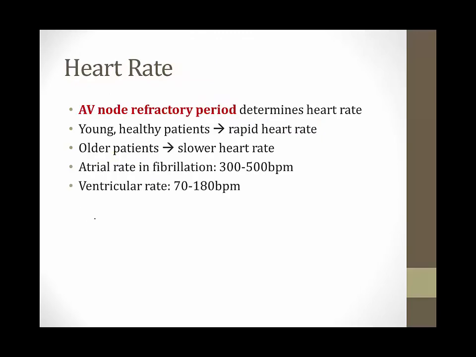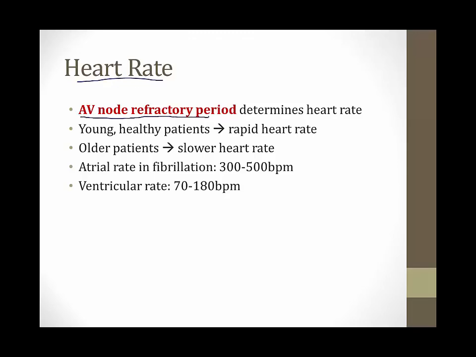Let's talk about some of the physiology of atrial fibrillation, and I'll begin with the heart rate. So I told you that some patients who have AFib have a normal heart rate less than 100 beats per minute. Other patients with atrial fibrillation are tachycardic. They can have heart rates as high as 150 or 180 beats per minute. What determines the heart rate in AFib is the AV node refractory period.